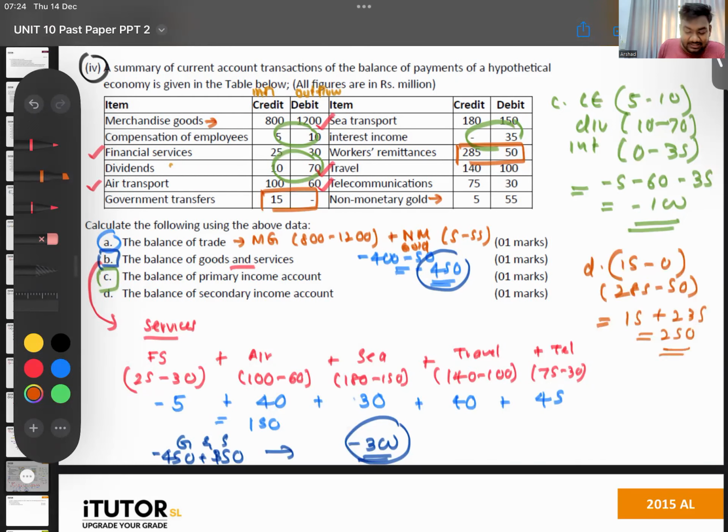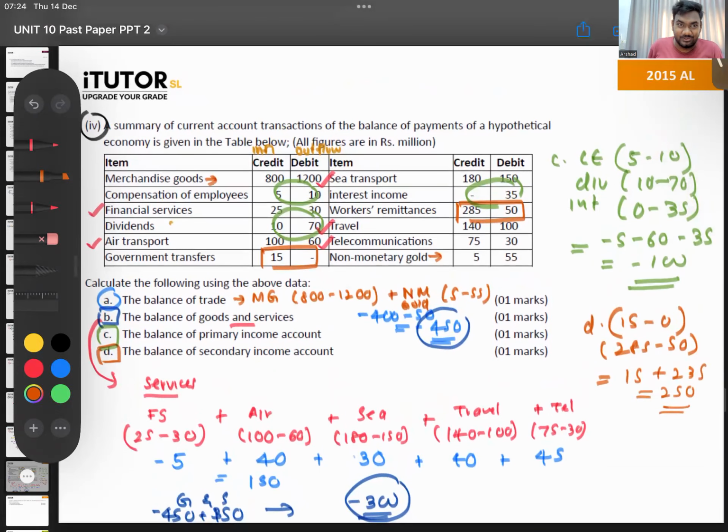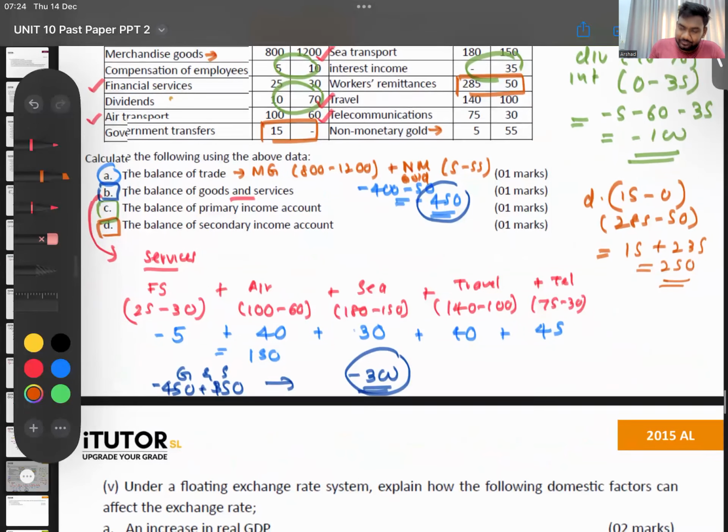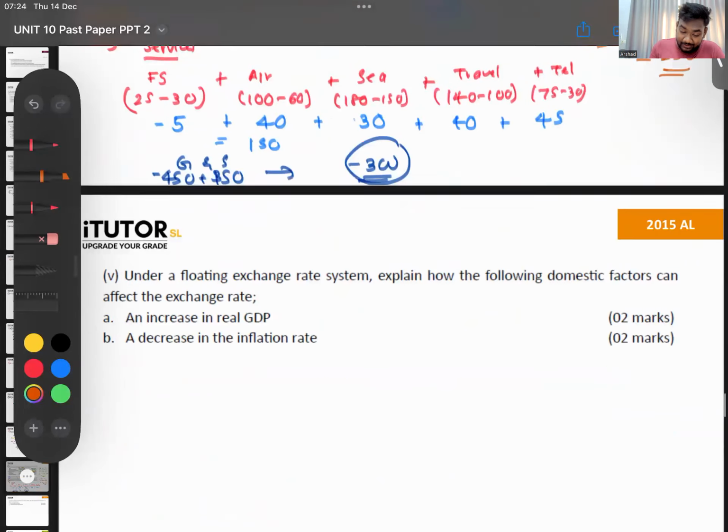250 of a surplus is in your secondary income account. I feel it's a very easy question. It looks like a very tough question, but just do the numbers and get an answer. Easy 4 marks too. Yet you have to show the working and then do the question and get your answer. Okay. Then we'll go into our next one.